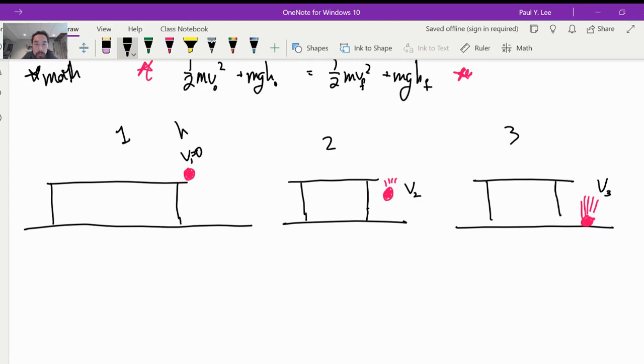Here, the initial height, we'll call that H. Here, we'll call this halfway, right? So it's like halfway between the tabletop and the floor. So if you're wondering, what are you talking about, Mr. Lee? So this is my initial height H. Here, this is half of that height. And here we can say our height is 0. Now, our velocity here, we'll call it just V3.